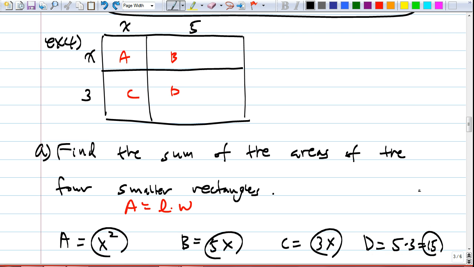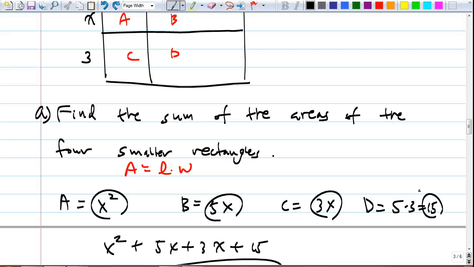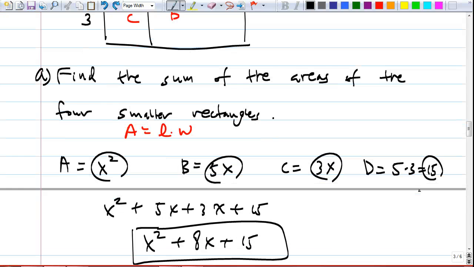Is that okay? And am I done? Madeline, what do they want you to do with these areas? Yes, I want you to add them together. Madeline, what's the answer? That's right. So you notice that we had like terms, right? We had 5x and 3x, they're like terms. So you get x squared plus 8x plus 15. Correct? Any questions?